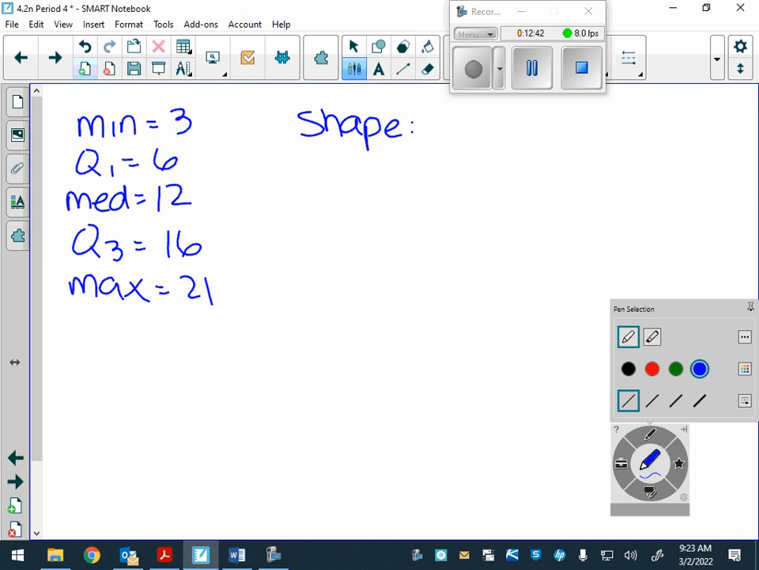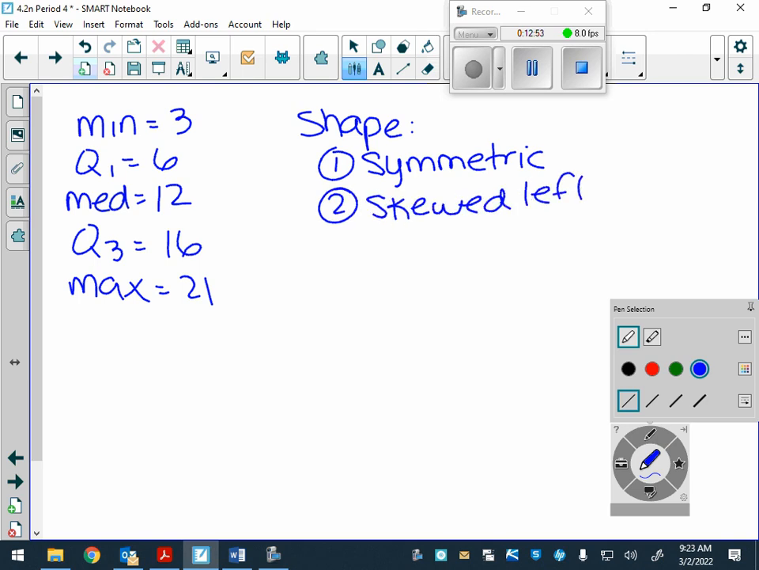Okay. So anytime it talks about shape, what are your options in terms of shape? Catherine, what's one? Symmetric. Eleanor, what's another? Skewed left. And obviously then we have skewed right. Okay? That's what determines the shape.